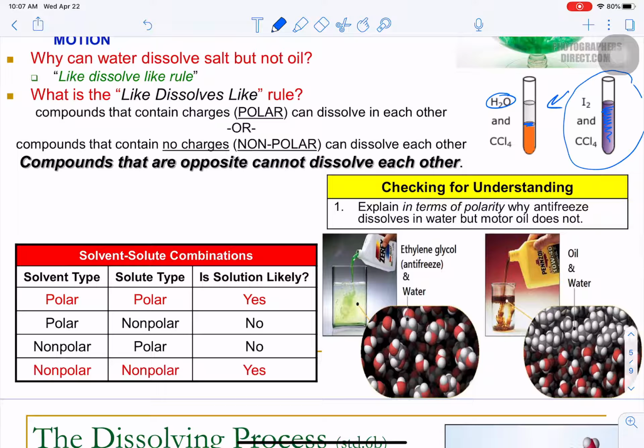I went over this question on our answer key, but I'll go over that again. It's explained in terms of polarity why antifreeze dissolves in water, but motor oil does not. Well, ethylene glycol, it says, dissolves in water. That must mean ethylene glycol is polar, and obviously we know water is polar too. So they both are polar, they dissolve. Now, oil is definitely nonpolar. Water being polar, oil being nonpolar, guess what? They do not dissolve. Therefore, they do not form a solution. They form a heterogeneous mixture or a suspension.